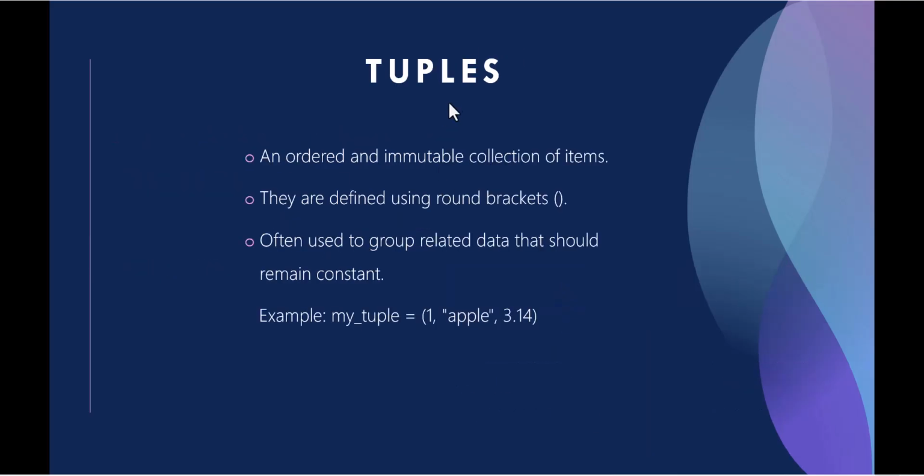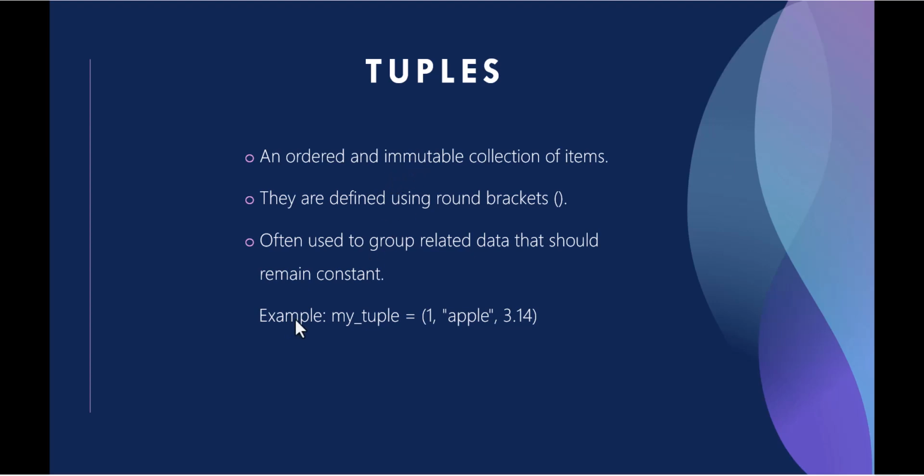Now we will see tuples. Tuple is an ordered and immutable collection of data. As the name says, it is an ordered collection of items. I already explained immutable, that whose state cannot be changed once it is created. They are defined using round brackets, as you can see here. Often used to group related data that should remain constant. Why it should remain constant is that it is immutable. We cannot change any value from its place.